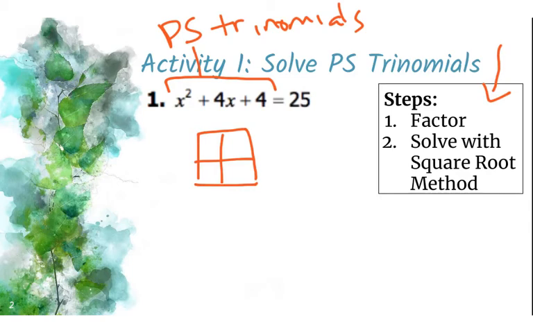All right, so I'm going to do x squared, okay, the first term in the first box, last term in the last box. And if you notice, both the first and last term are perfect squares. So the square root of x squared is x times x. And then if I took the square root of 4, I'd get 2, right? 2 or negative 2, right? But in this case, I want to add to get a positive 4x. So I'm going to have plus 2 plus 2.